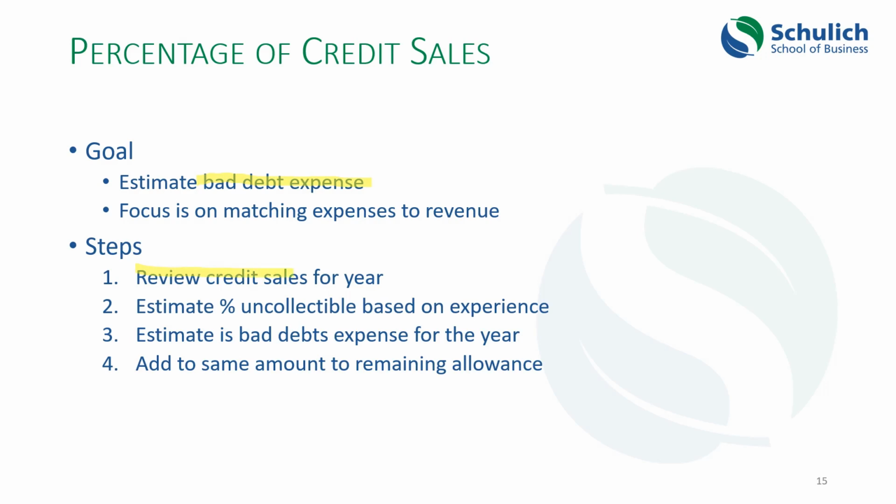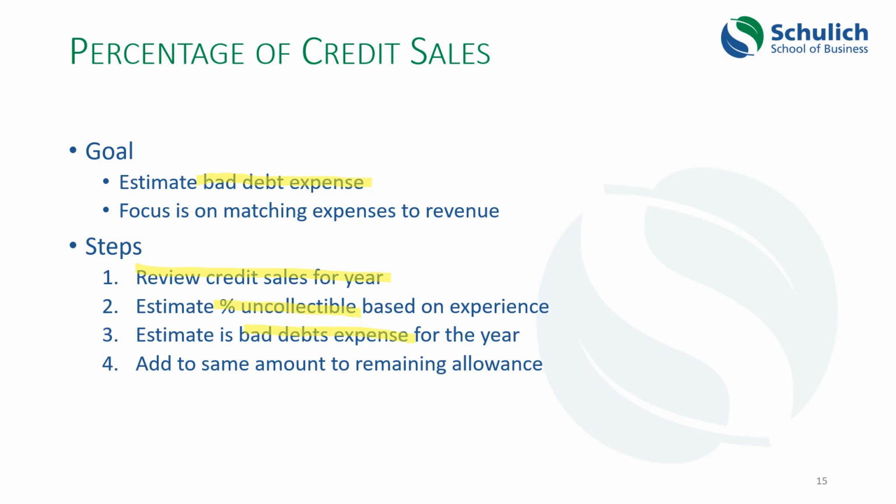How do we do this? Well, we go over our credit sales for the year and we look at our past experience and we estimate the percentage of the credit sales that are uncollectible, not the percentage of accounts receivable, but the percentage of credit sales. And this estimate that we come up with here, that is our bad debts expense for the year. And we're going to add that amount to the remaining allowance.